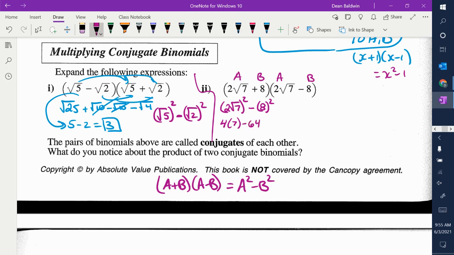64. So then you get 7 times 4, 28. I'll write it down here. 28 minus 64, which is negative 36. Okay. That is the shortcut way.